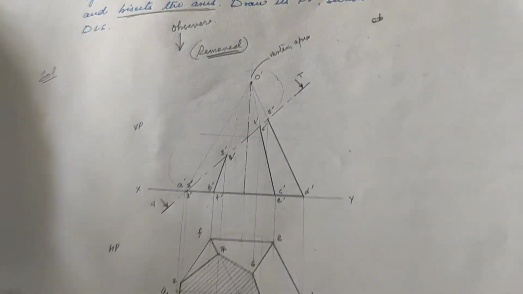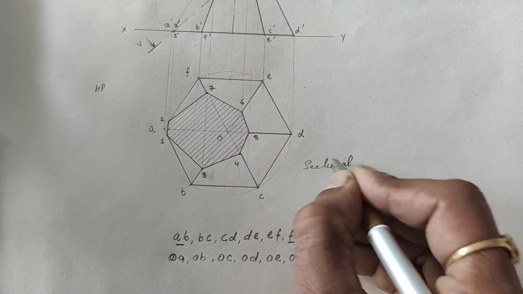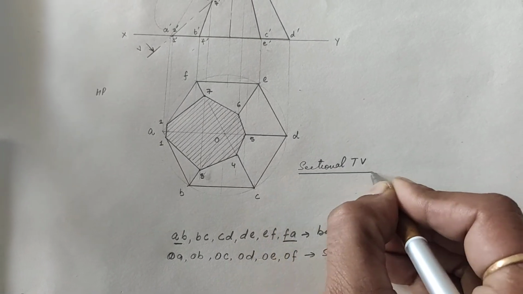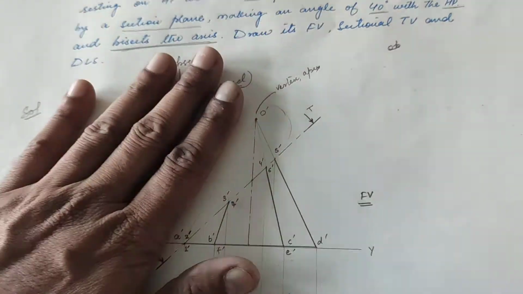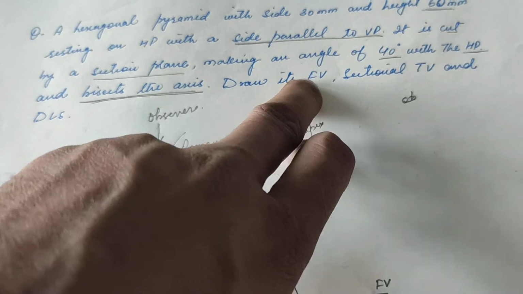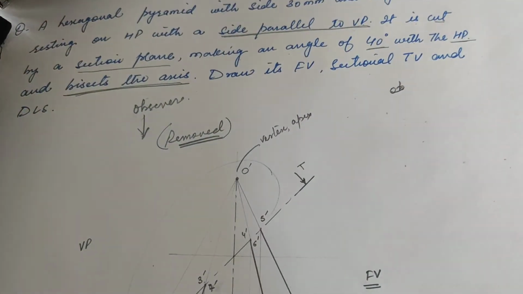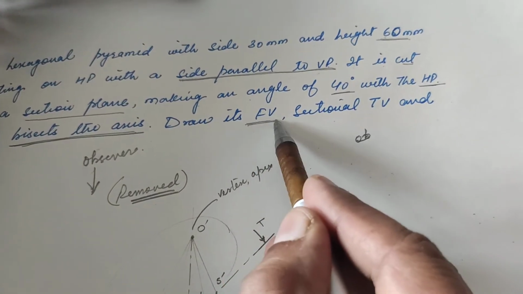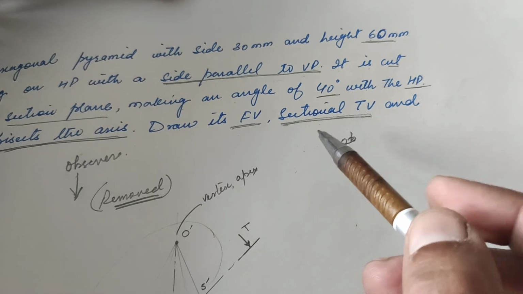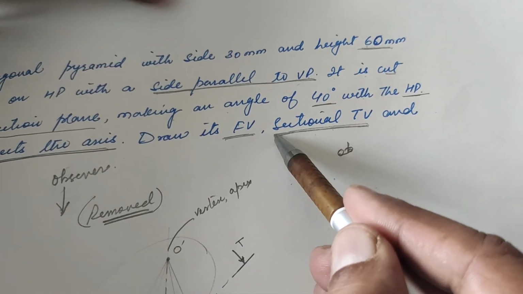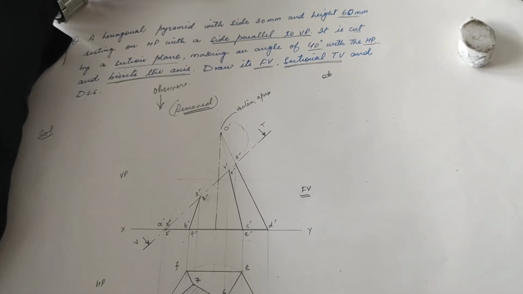So this is the sectional top view and this is the front view. From the question itself we can see that the front view is not sectional. So we come to know that the section plane will pass through the front view and we will get the sectional top view. So you will get an idea from the question itself where to pass the section plane and where to draw the sectional view.